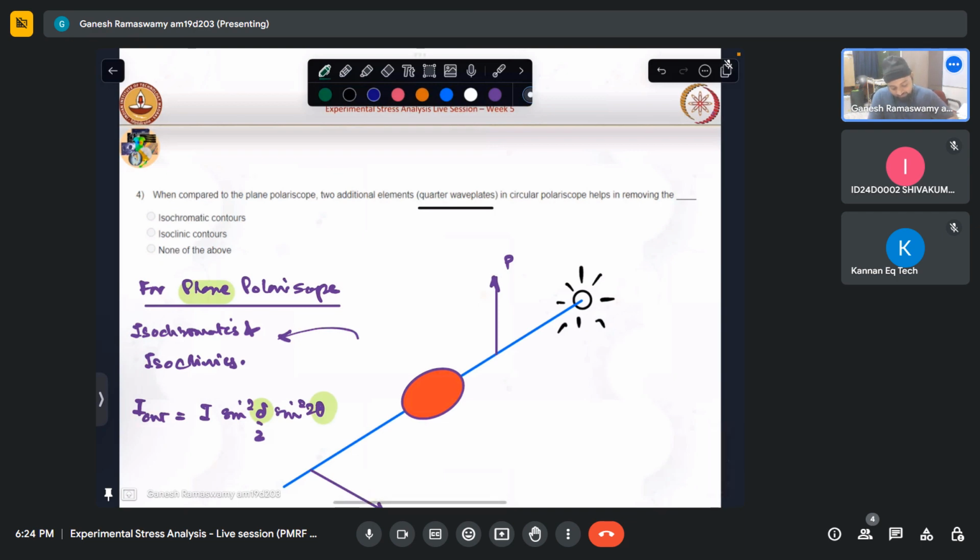So with that, when compared to a plain polariscope, the two additional elements of the circular polariscope help in removing isoclinic contours. So I hope that is clear.